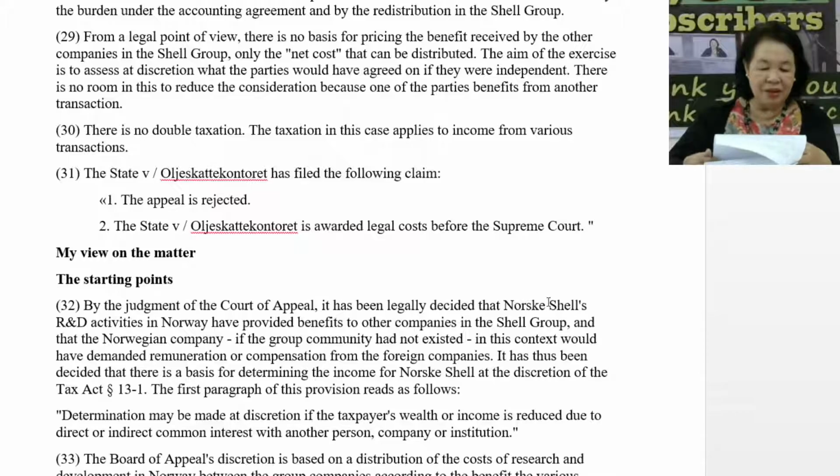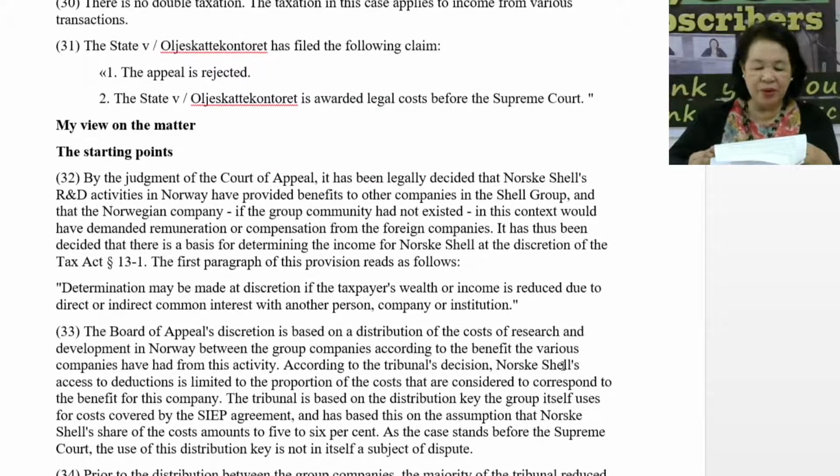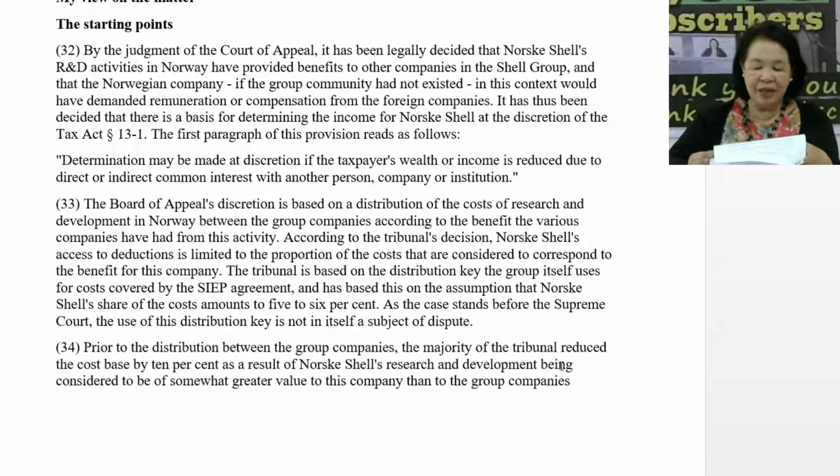So, view on the matter, starting points. By the judgment of the Court of Appeal, it has been legally decided that Norske Shell's research and development activities in Norway have provided benefits to other companies in the Shell Group. Kapag provide siya or benefits has been awarded to other member of the group. And that the Norwegian company, if the group community had not existed, in this context would have demanded remuneration or compensation from the foreign companies. So ano daw dapat? Dapat may compensation ka from the foreign companies, no?